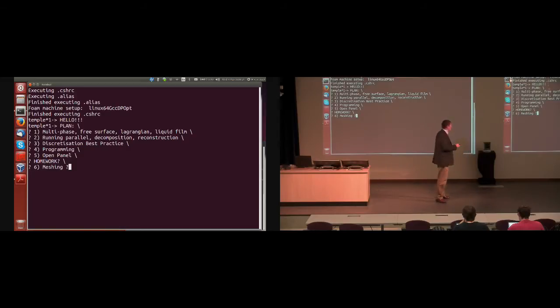Okay. After that, I still owe you to show you how to run it in parallel, do the domain decomposition and reconstruction. And also, I would like to do a little exercise in doing a three-dimensional simulation with free surface flow solver. The third one that we agreed was to discuss discretization best practice. And for that one, I would like you to try something hands-on, which is to take one of the tutorials from the original settings to the settings that I recommend and see what happens.